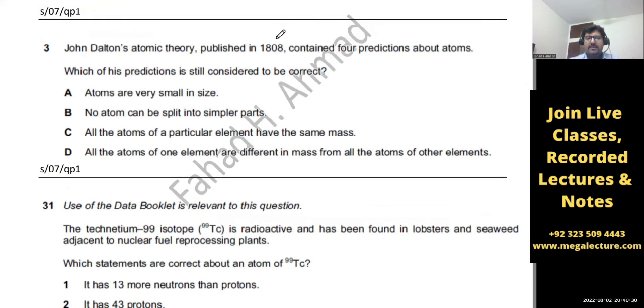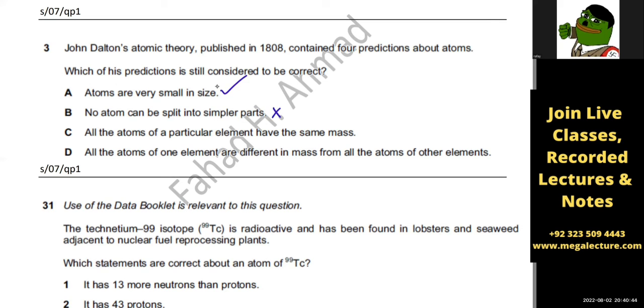Atomic theory, John Dalton's, okay? It contains 4 predictions about atoms. Which of these predictions is still considered to be correct? These are the 4 predictions. Atoms are very small in size. I think the first one is correct. I mean, the first one looks correct. The second one is definitely wrong.